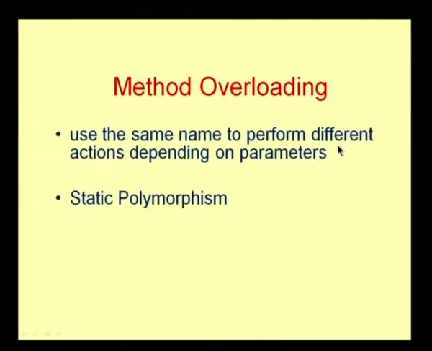So next we will see what is method overloading. So method overloading is nothing but you are using the same name to perform different actions depending on the parameters. So even you can use the name static polymorphism. Polymorphism means that particular method has 2 or 3 different implementations. So many forms. So I have methods differentiated with a list of parameters.